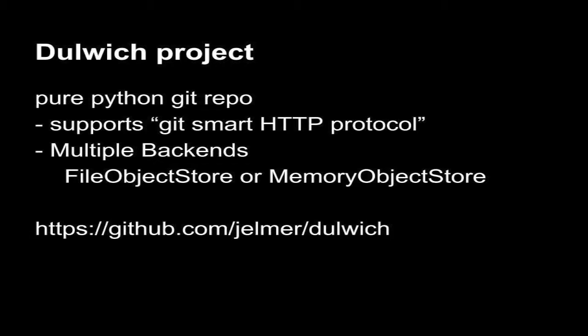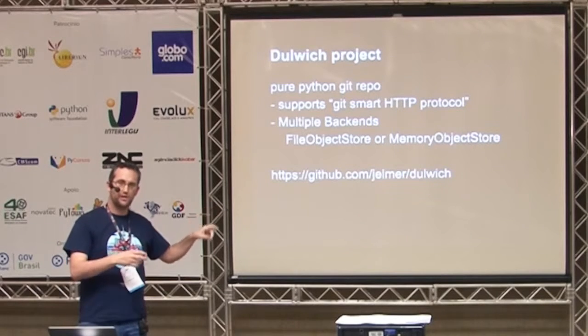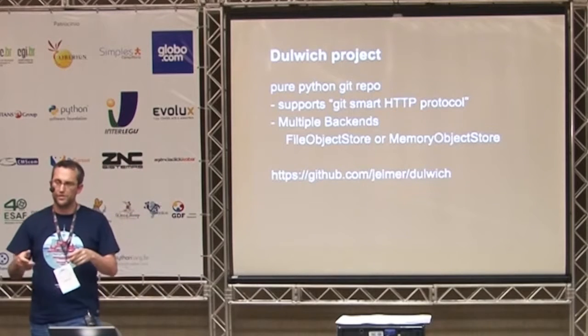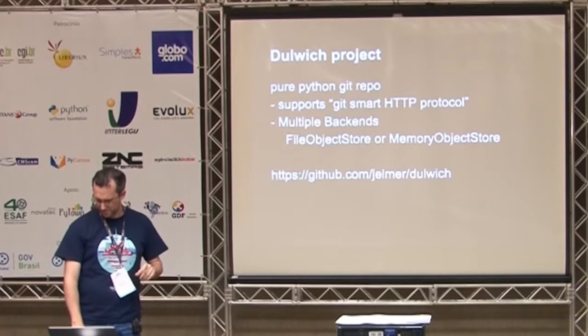It has multiple backends, so it has a file store, but it also has a memory store so that you can keep the whole Git server running in memory if you want. That's the Dulwich project, if you want to have a look. If you don't get the reference, Dulwich is actually the village from a Monty Python skit, I think.